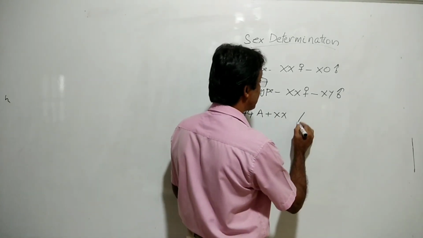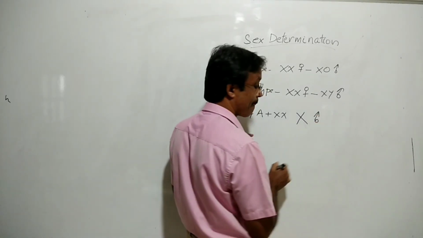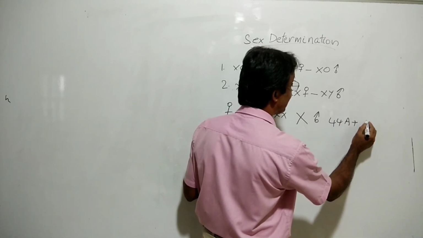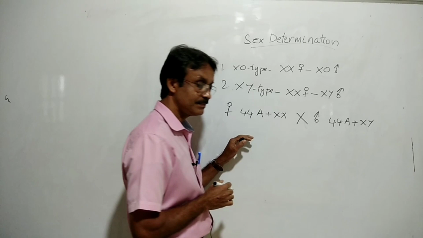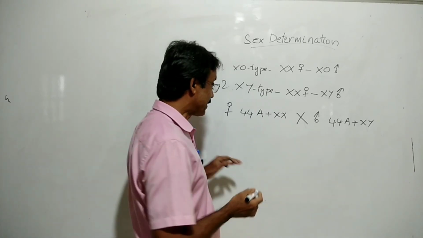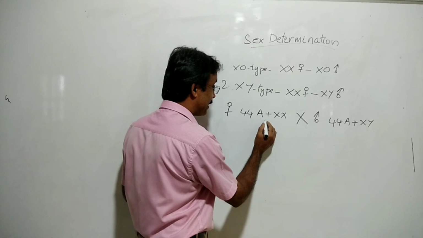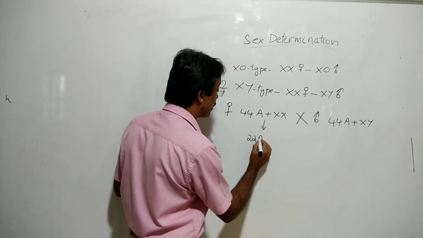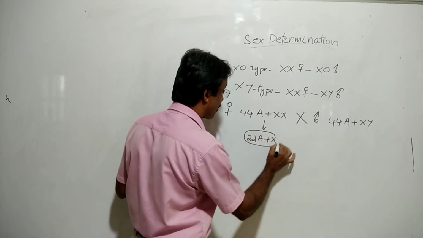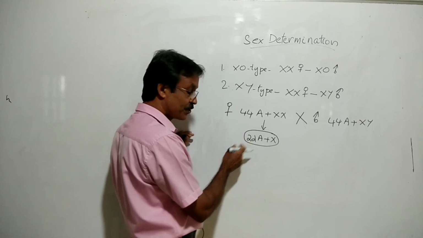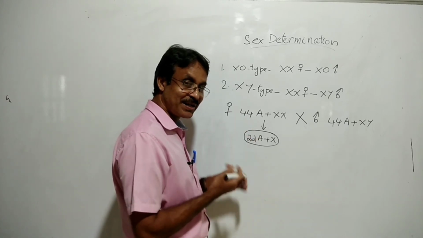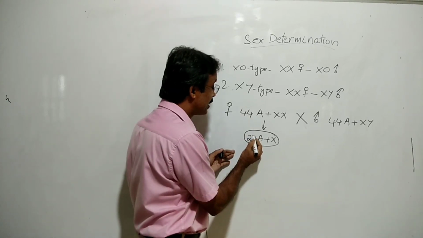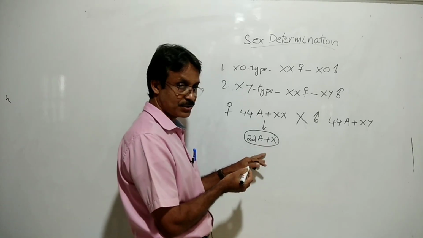Then what is the chromosomal pattern of male? It is, yes, 44 autosomes plus XY. Then during gamete formation, female produce only one type of ova and possess 22 autosomes plus X. Okay? Why is it 22? Yes, during reduction division or meiosis, the chromosome number becomes half. So it is 22 autosomes plus X.